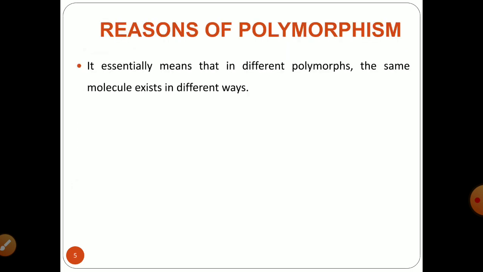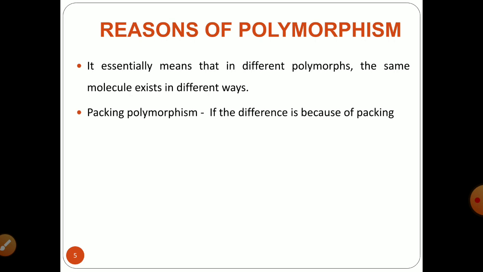There are several reasons for polymorphism, and it essentially means that in different polymorphs the same molecule exists in different ways. Polymorphism does not stand for alteration of the molecule. Polymorphism is the phenomenon associated with the same molecule existing in different forms, and the basic reasons are associated with the unit cell and the atoms located on the corners of each unit cell. The first reason is packing arrangement. If you observe atoms located on the corners of your unit cell, then the distance between them gives you the packing arrangement of that particular crystal. So if the difference in crystalline form is because of packing, then it is termed packing polymorphism.